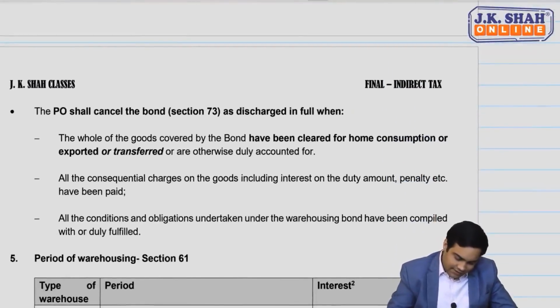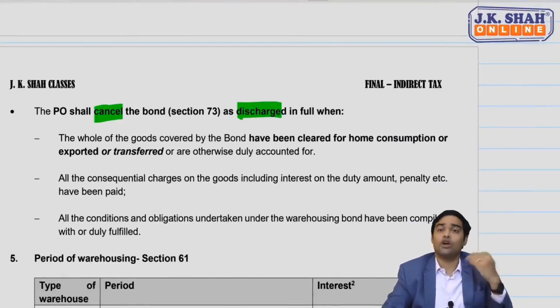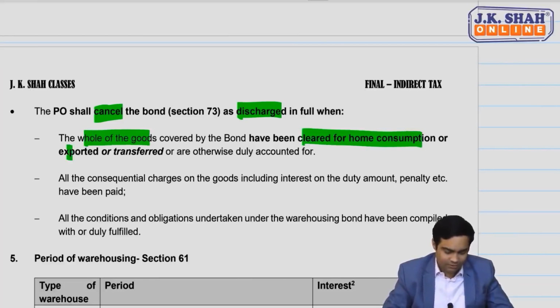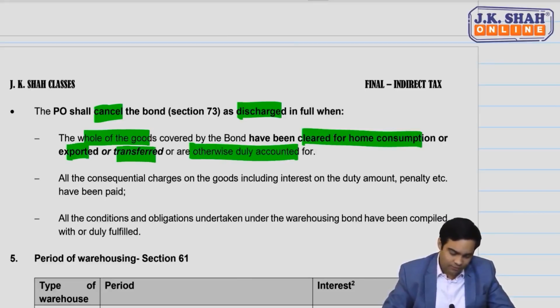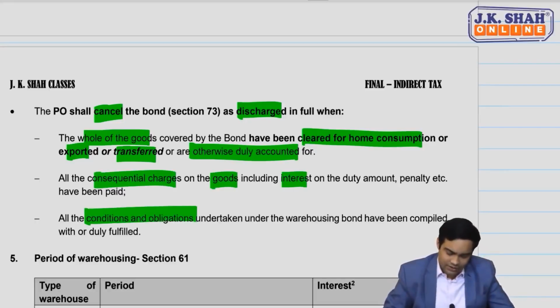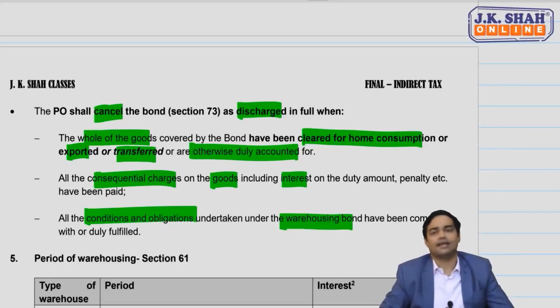PO shall cancel the bond as discharged. That means your bond will be released when the whole of the goods have been cleared for home consumption, exported or transferred or duly accounted for. All consequential charges on the goods, including interest, penalty, etc., have been paid, and all the conditions and obligations for the warehousing bonds have been complied with.